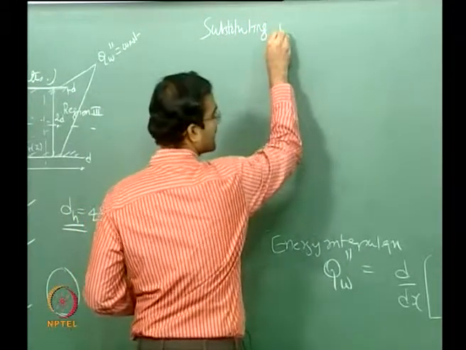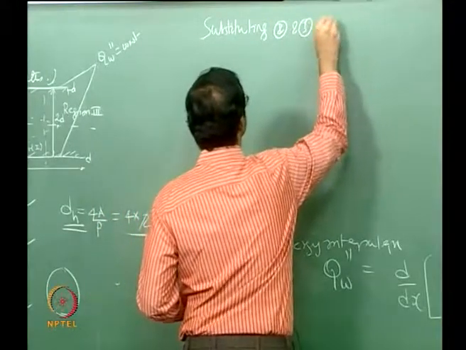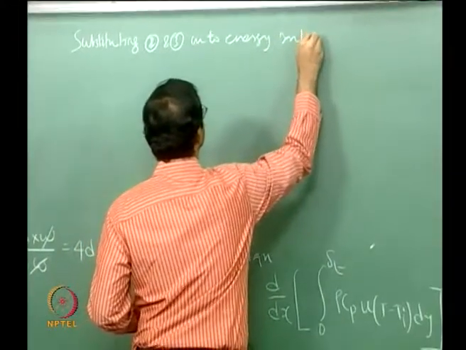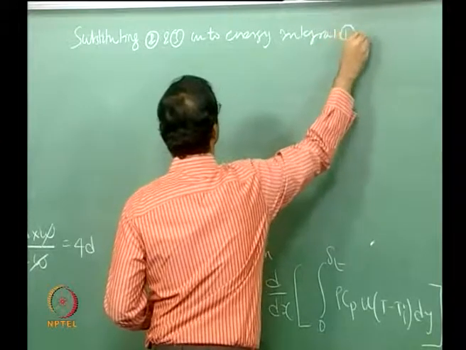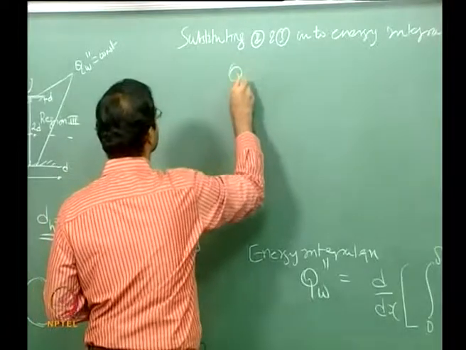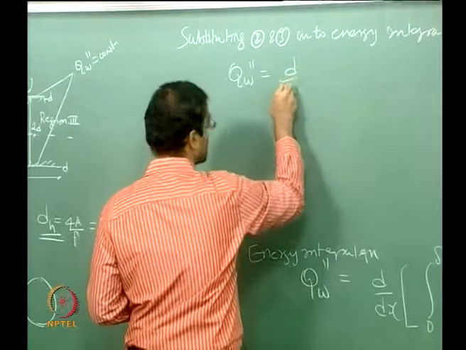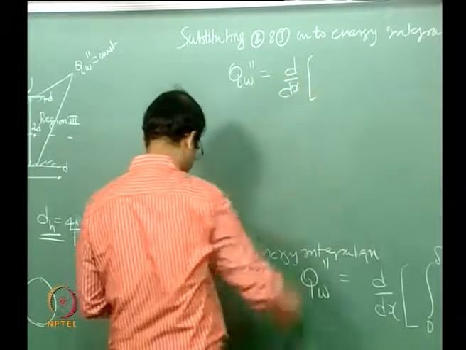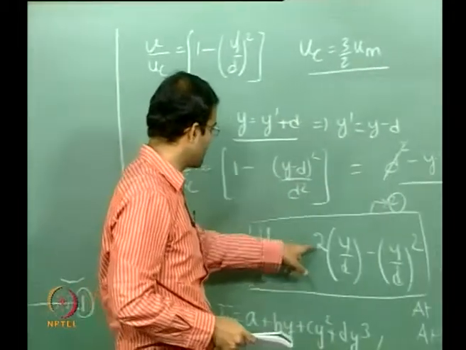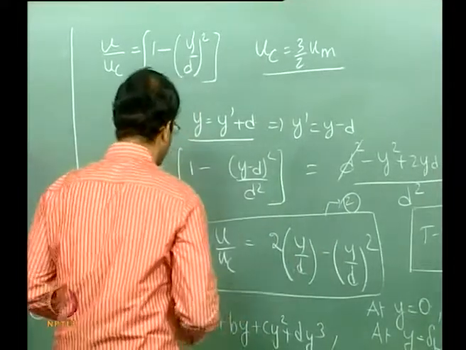So substituting 2 and 3 into energy integral 1, okay. So I can write this as q wall double prime is equal to d by dx, and as far as the velocity profile is concerned, you have 2 times uc into 2y by d minus y by d the whole square.